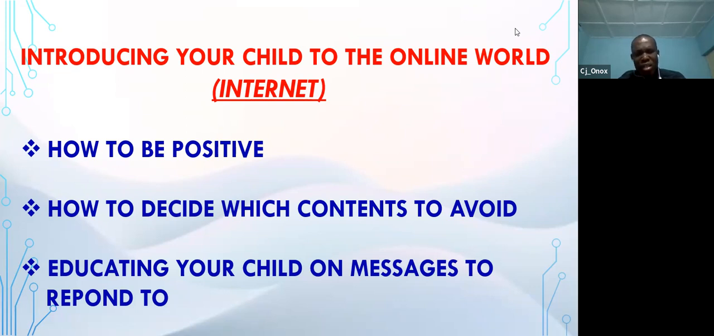So let your child know that certain contents are not meant for his consumption. It's not everything on the internet that is meant for him or her. And when your child knows the content to absorb from the internet, it will help him or her to know which websites to avoid and which websites to get engaged with.